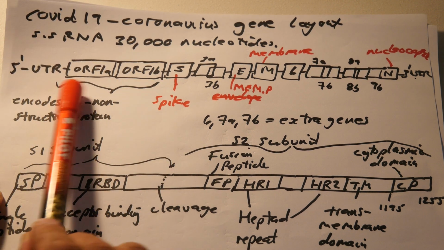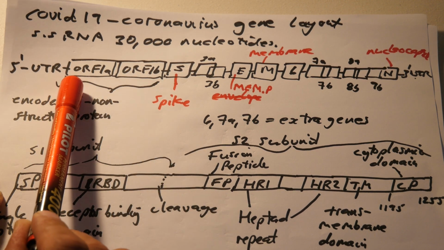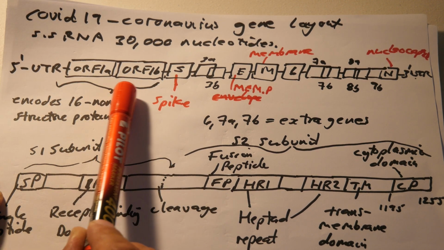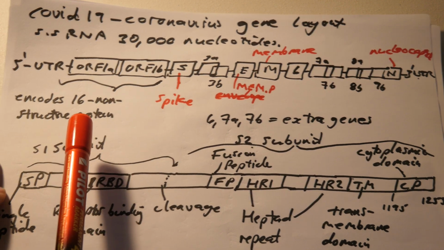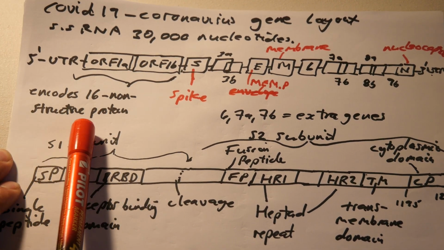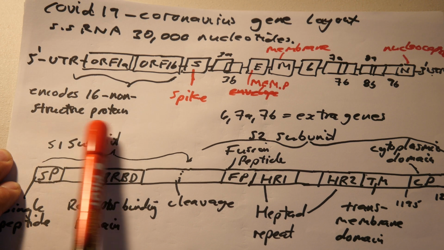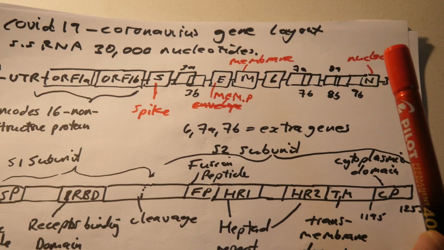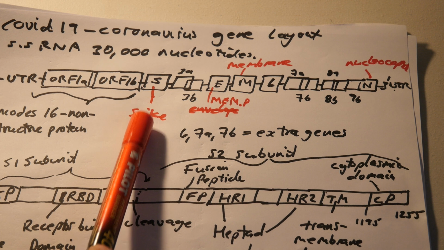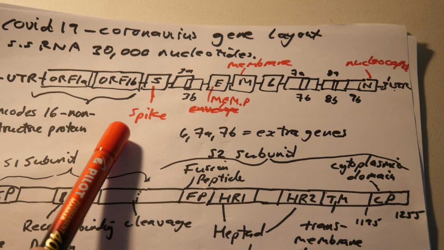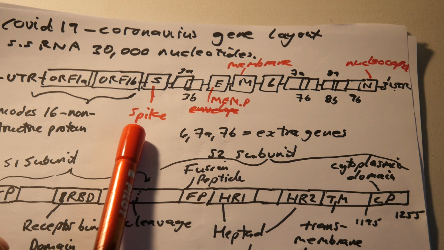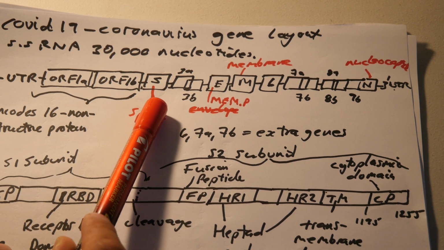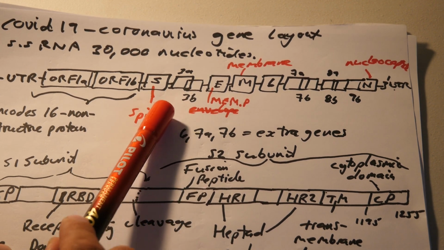There's two genes here called open reading frame 1A and 1B, open reading frames. These encode 16 non-structural proteins, okay? Then there's a gene for the spike protein, which we all heard about in the news, the thing that sticks to cells. And then there's two other genes which are involved with sort of structural or accessory proteins.